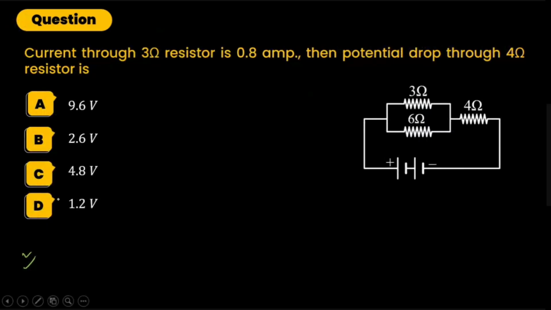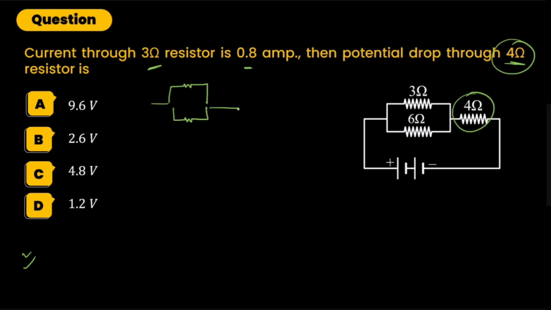Then again, now it becomes more technical. You are given the values of resistors and the current flowing through the wire, and you have to find the potential drop across the 4 ohm resistor. So what we can do is just solve the circuit. It was 3, it is 6, it is 4.